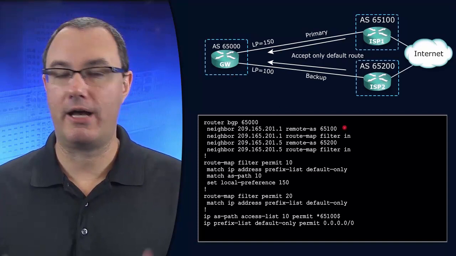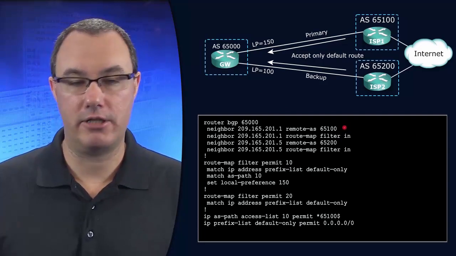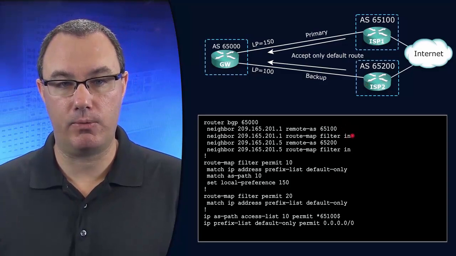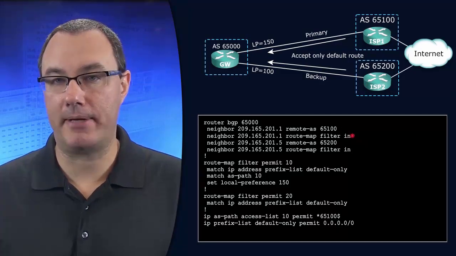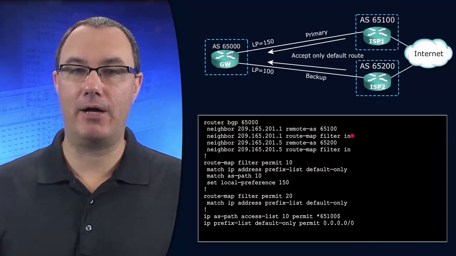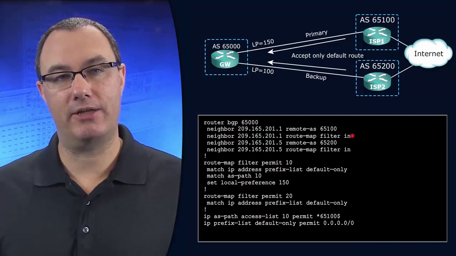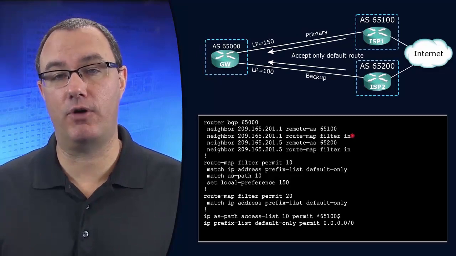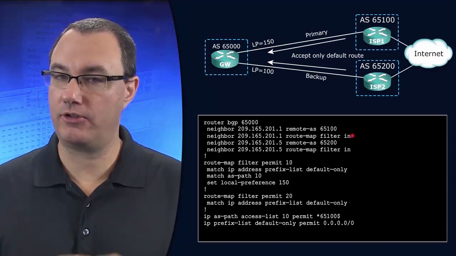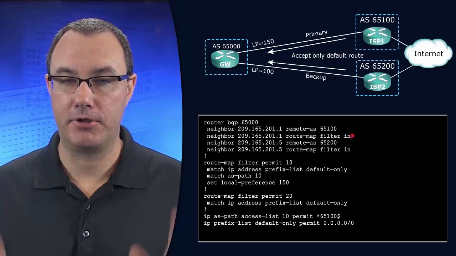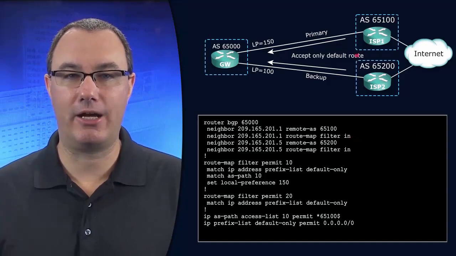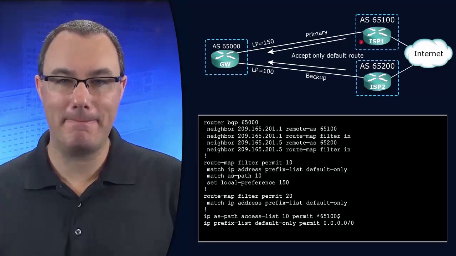First, we have some generic neighbor commands that are pointing to ISP1 and ISP2. And we see that we have a route map in the inbound direction bound to these. What we're doing is filtering, and we want to ensure that we only get the default route from the service providers. That's the only thing we want to see. Just the default. But I also have to somehow account for one of these ISPs being the primary.